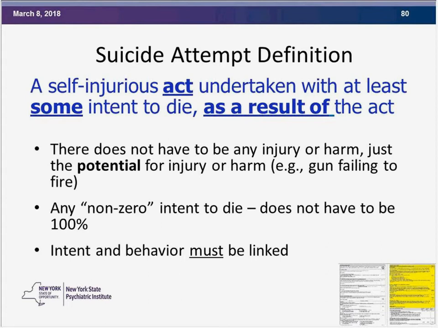And then finally, the last part, as a result of the act, meaning that the intent and the behavior must be connected in some way. The behavior that they engage in must be because they want that behavior in some way to kill them.